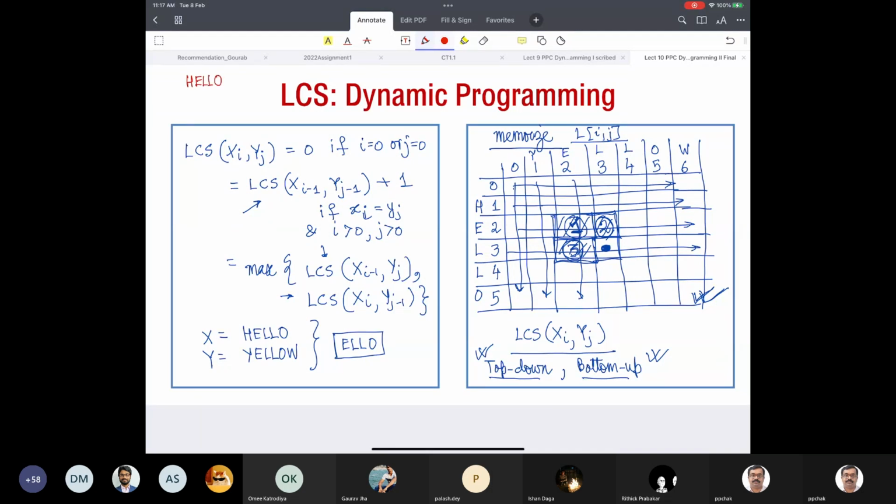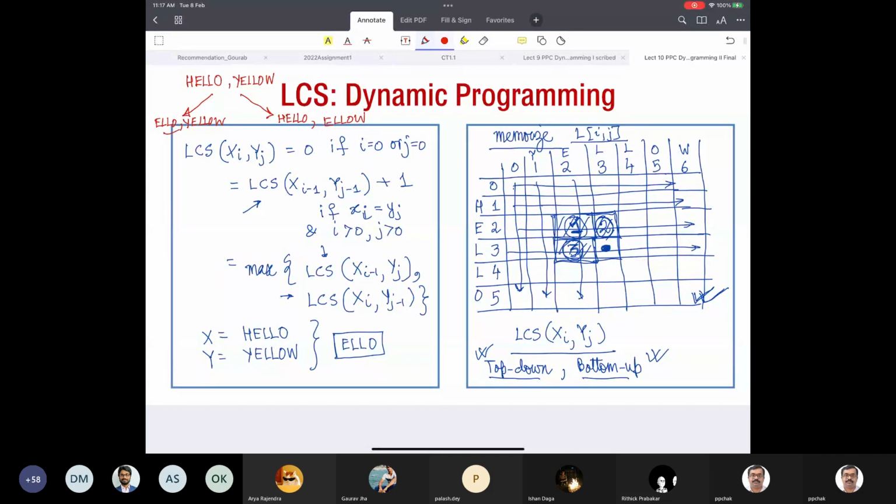So we had HELLO and we had YELLOW. Now here the first XI and YJ don't match, isn't it? XI and YJ don't match. So I will call this in two ways. One will call it on ELLO and YELLOW. The other will call it on what? Tell me. HELLO and ELLOW.